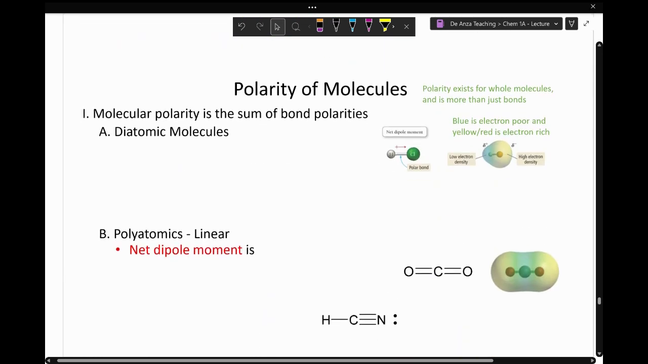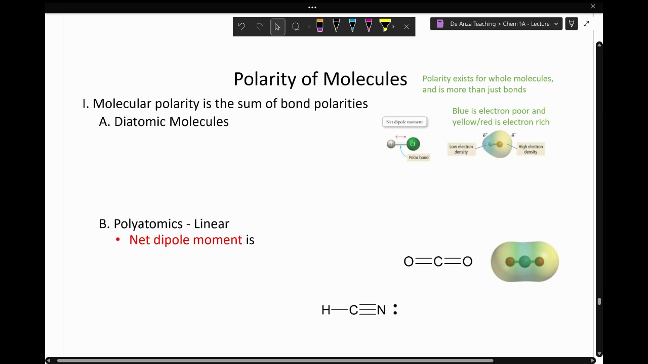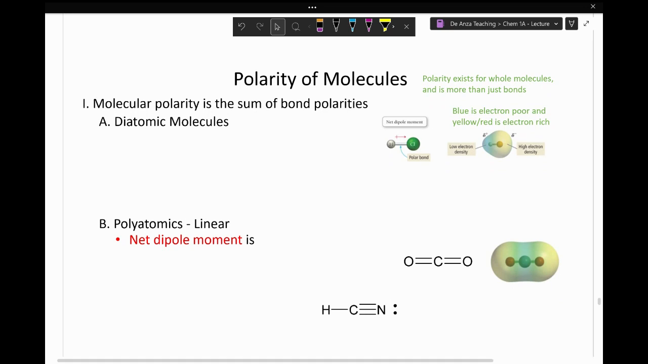And just as we can have the polarity of a bond, we can also have polarity of whole molecules. What we're looking at here is the same molecule, HCl, and I'm showing that electron density map, where blue is low electron density, and yellow and red is high electron density. So we can look at the molecular polarity, which is just the sum of your bond polarities. We'll start by looking at diatomic molecules, meaning they don't have to be the same two atoms. So something like HCl is technically a diatomic molecule.